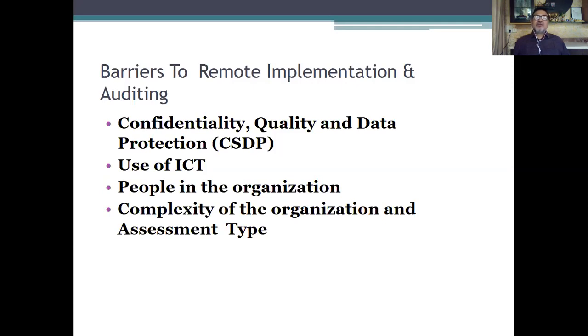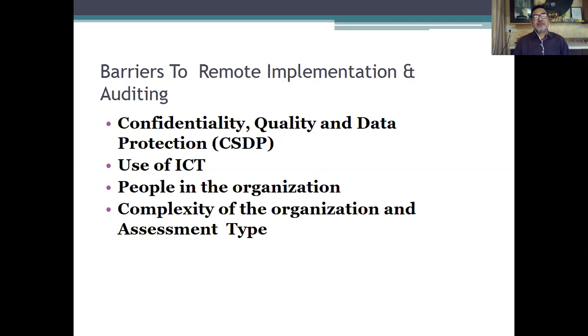If observation of facilities, processes, activities, etc., is relevant to achieve ISO management system implementation and auditing objectives, is it possible to access them by video? People in the organization. Is it possible to access and interview people relevant for the management system standard? The people involved in the implementation and auditing know how to use ICT tools.